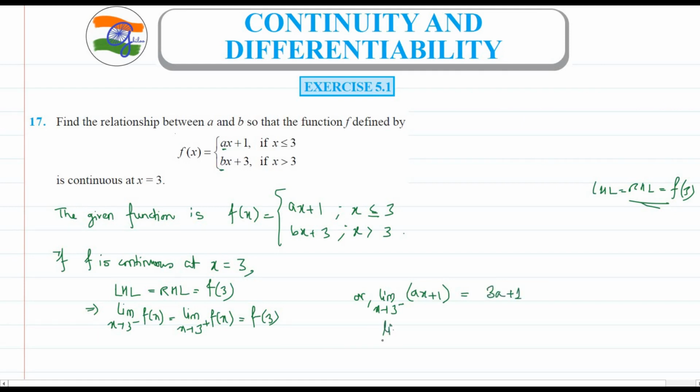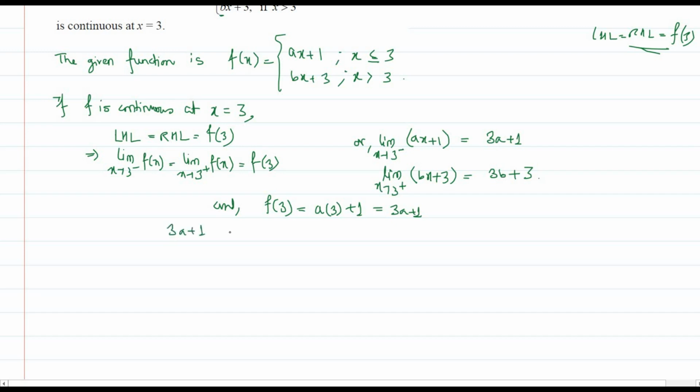Similarly, limit of x tends to 3 plus, here the definition breaks to bx plus 3. So this is going to be equal to 3b plus 3. And finally, f of 3 is equal to a times 3 plus 1, that is equal to 3a plus 1. So obviously, as we can see very clearly, 3a plus 1 must be equal to 3b plus 3. So if we divide the entire LHS and RHS by 3, we get a plus 1 by 3 is equal to b plus 3 by 3, which is 1. So that gives us a is equal to b plus 2 by 3.